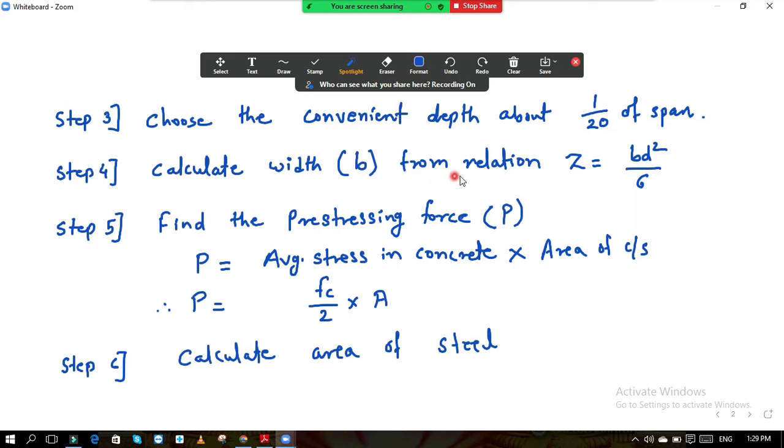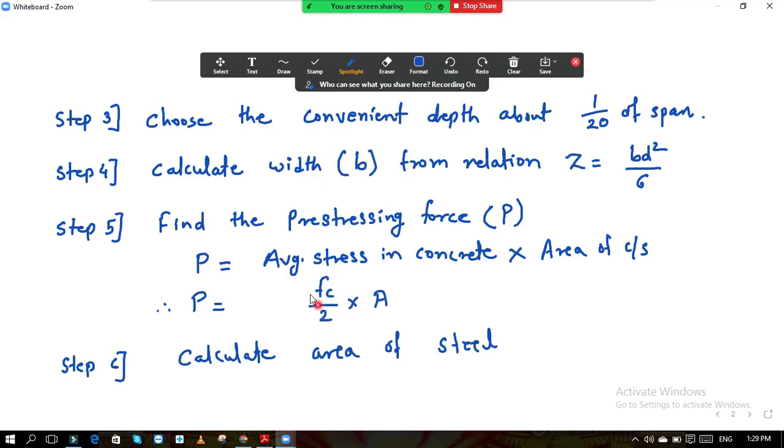Calculate width B from the relation BD square by 6. Now here you will get the depth of the beam. Okay, after the calculation of depth, you can calculate the width by this relation. Now after that, find the stressing force P. It can be calculated as average stress in concrete into area of cross section. So it is Fc by 2 into A.